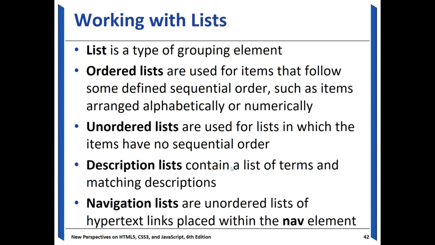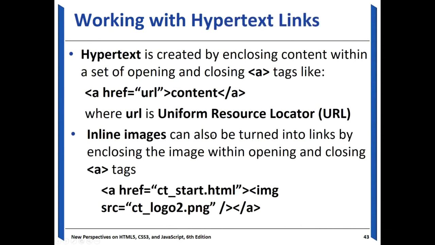All right, lists. We looked at the OL and the UL and the LI. A list is a type of grouping element. Ordered lists are for items that follow a defined sequential order. Unordered lists are just items which have no sequential order. Description lists contain a list of terms and matching descriptions. A navigation list is an unordered list of hypertext links placed within the nav element. Okay, so that's your menu.